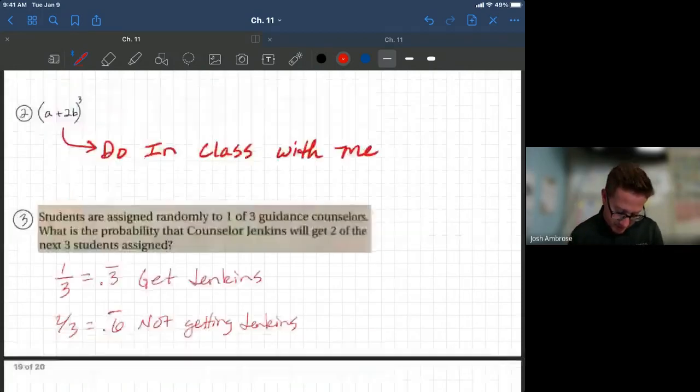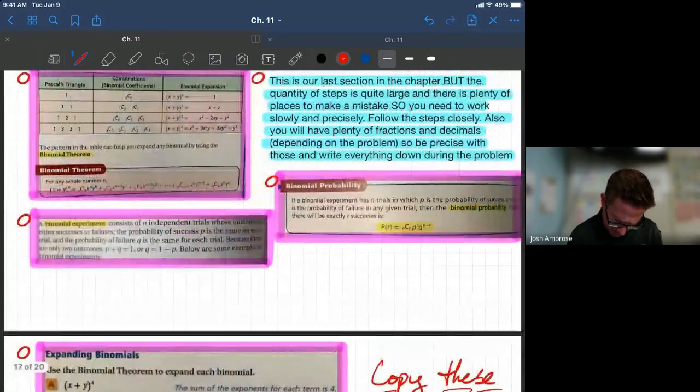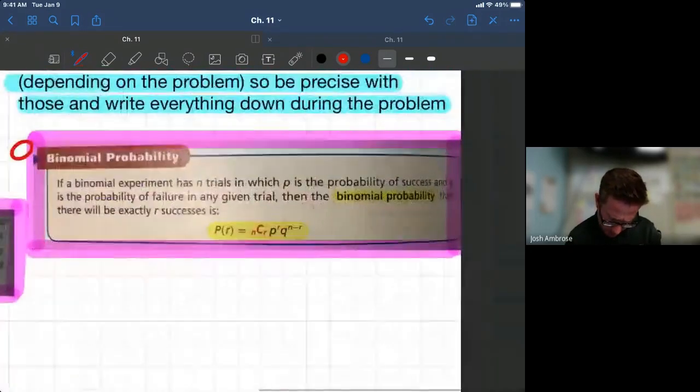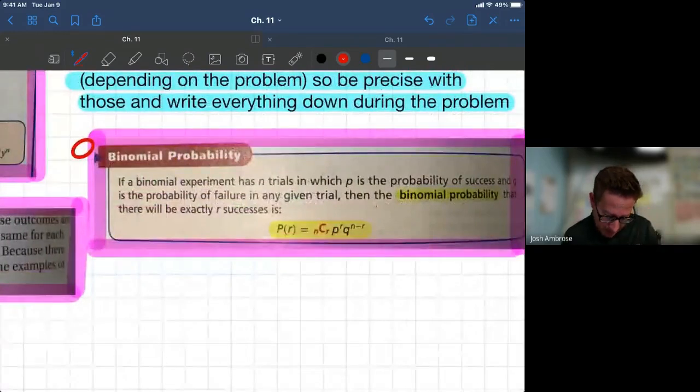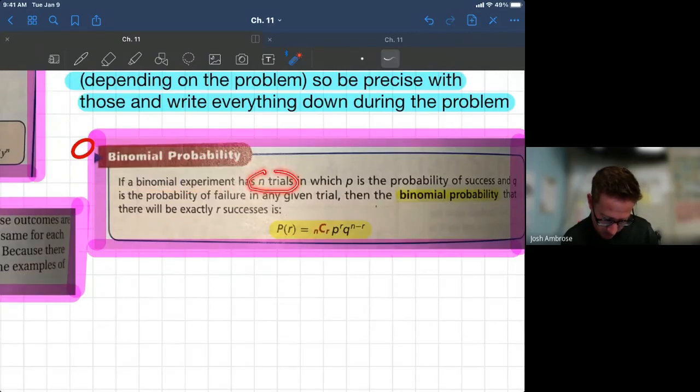Okay, so we need to start with that, simply that. And what this does is this goes into binomial probability. So we have a binomial experiment, n trials. P is the probability of success. That's what we just calculated. The probability of success is 1/3, you will get Jenkins. Then Q is the probability of failure. 2/3 is failure, meaning 2/3 you will not get Jenkins.